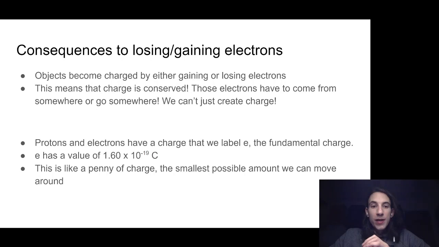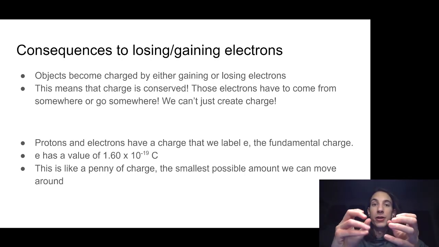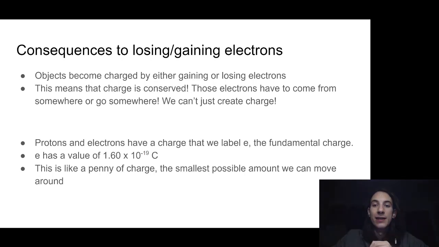And then another main idea that plays along with the conservation of charge is that charge comes in these discrete packages, this defined number of charge. So what we say is protons and electrons have a charge that we label e, which is the fundamental charge. And this e has a value of 1.6 times 10 to the negative 19th coulombs. I like to think about it as a penny of charge. It's the smallest amount of charge that we can move around. So every object that's charged is going to be some multiple of 1.6 times 10 to the negative 19th.